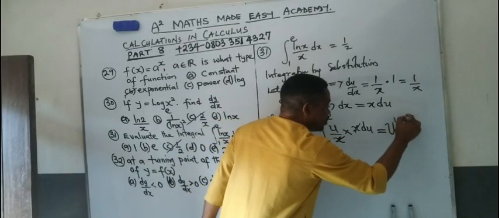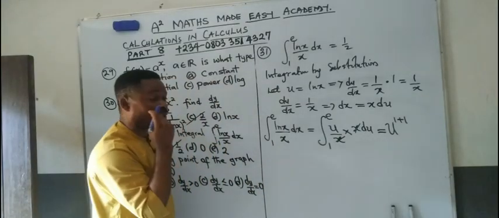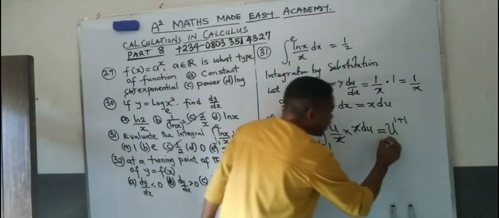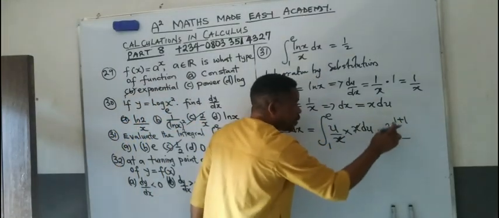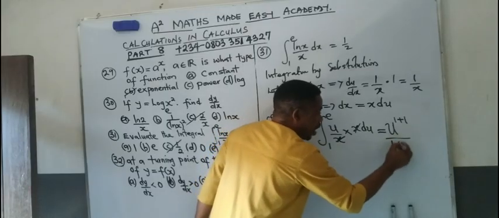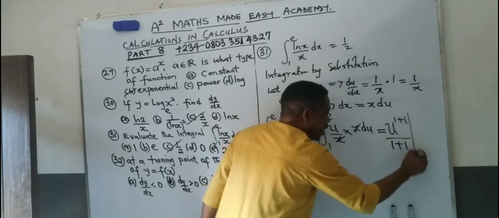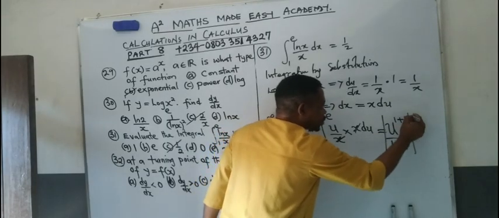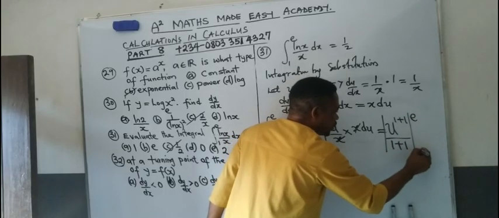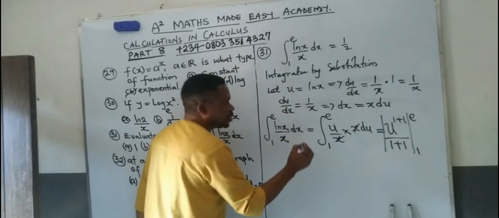The law says add the power by 1. That is a law of what? Integration. Then all over this power, we move down to the denominator. We have 1 plus what? 1 again. Then bounded by upper limit. What is the upper limit? Exponential. And what is the lower limit? 1.